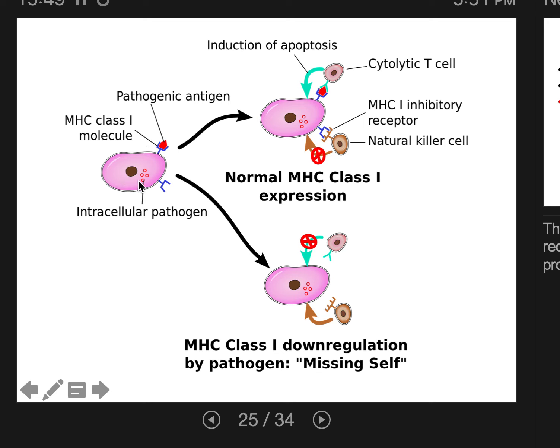This cell has not killed itself. It has been unable to kill itself. But what it does is flag down this other cytotoxic T cell, or cytolytic T cell, which can kill it, which can do the job for it. And again, it's an act of self-sacrifice to prevent the spread of infection.